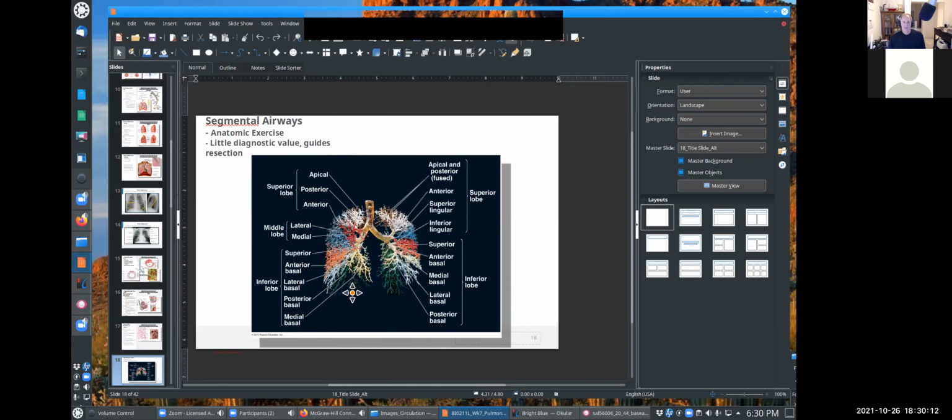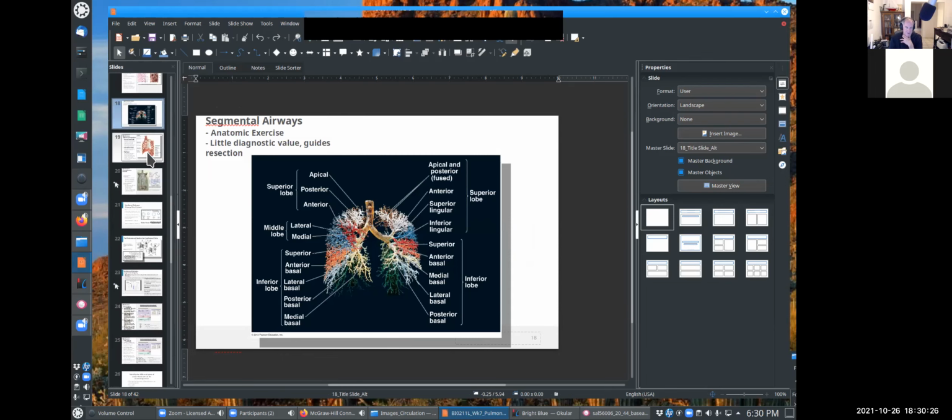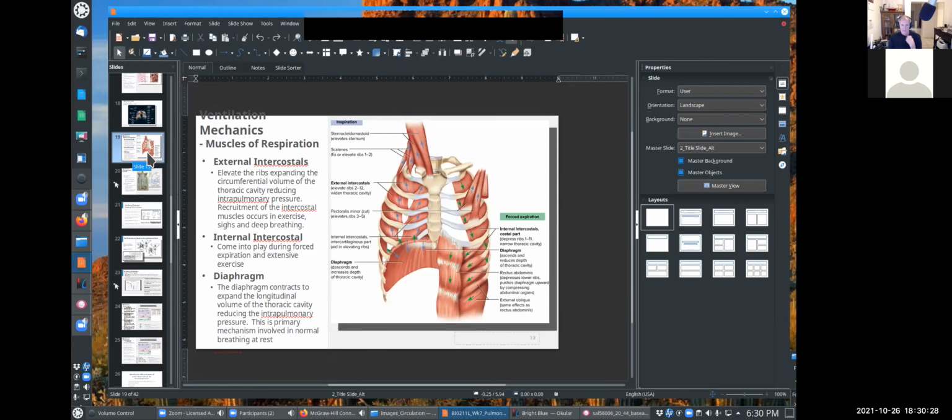As I mentioned in class, I don't know that you need to know all of these subsegmental divisions. We can't really mark them, and I wouldn't spend any time on them. They're not even important clinically unless you're a surgeon that's going to try to dissect the lung and remove something.